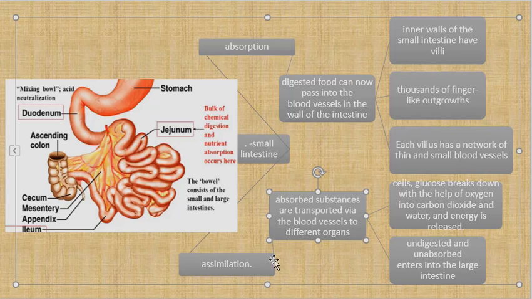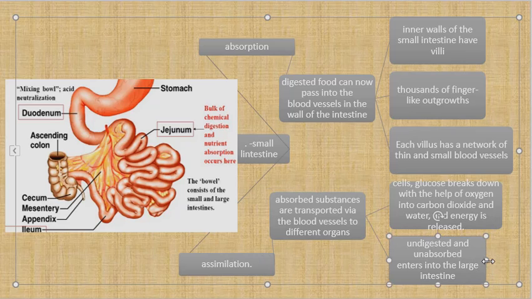And then assimilation happens. How? The absorbed substances are transported via the blood vessels to different organs. There, the cells, with the help of carbon dioxide, oxygen and water, break down the glucose and release energy. So this is assimilation. The release of energy is assimilation.